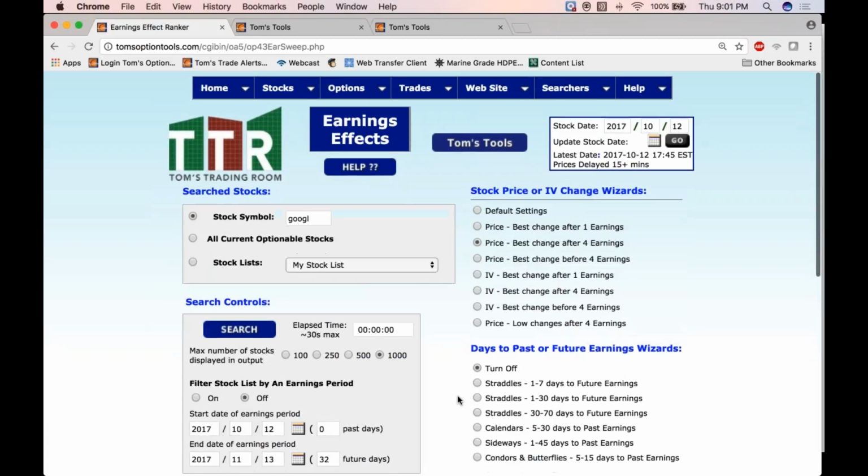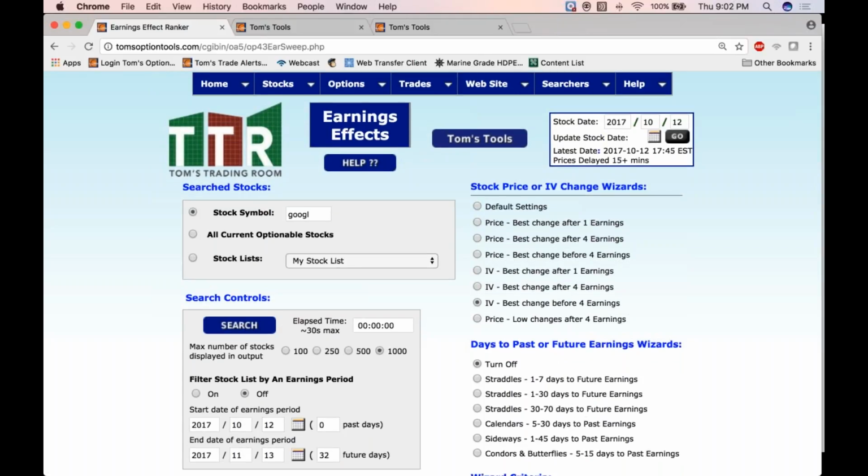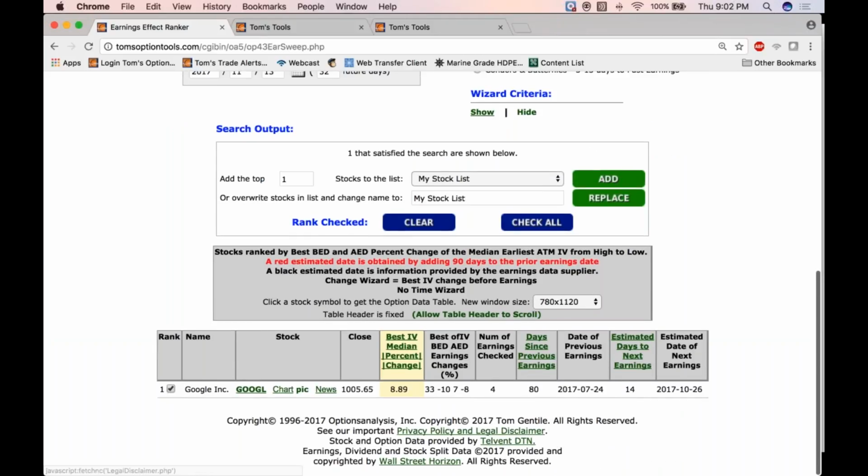As an option trader, it's even more important to look at IV. So your IV is really going to give you an idea of what the option prices do before and after earnings. So let's click on IV best change before for earnings. Click on search. And you see here, now this is interesting. Last quarter, the options moved up 33% before the earnings. But then there was a quarter they moved down 10. There was a quarter they moved up 7. There was a quarter they moved down 8. But typically they tend to stay in that upward move.